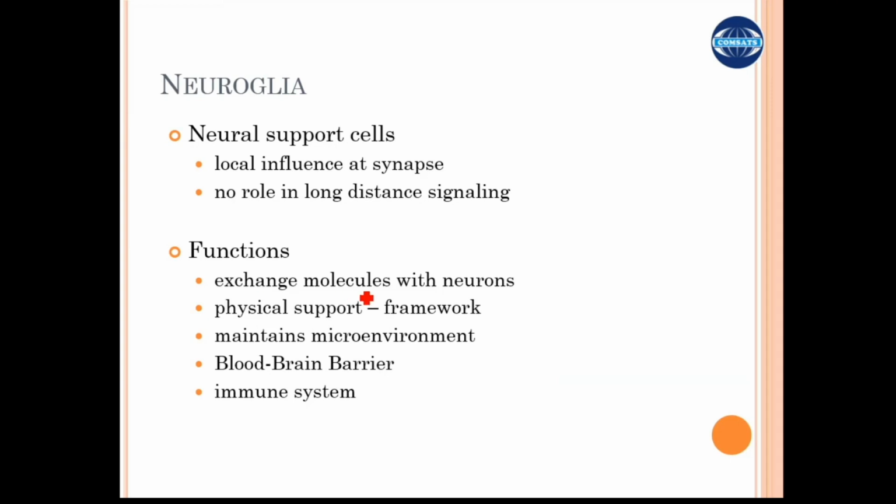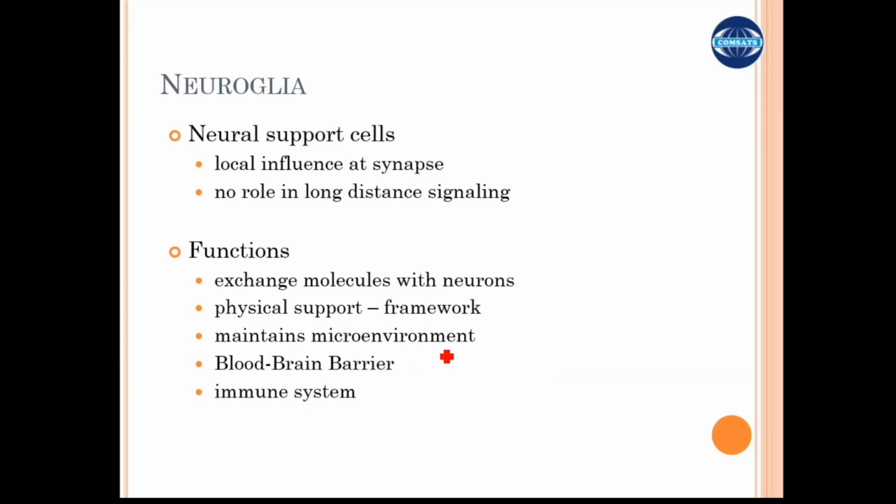So they basically exchange molecules with the neurons. Like you remember, we will discuss it in the electrical conductivity module, that the different types of ions like sodium, potassium, calcium are required for the transmission of electrical current, and these cells are responsible for maintaining the concentration of such molecules. Then they also provide physical support, like the skeleton of the nervous system. They keep the neurons at their fixed positions and hold them together, right?